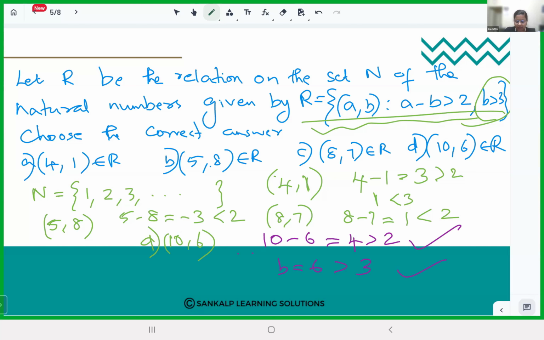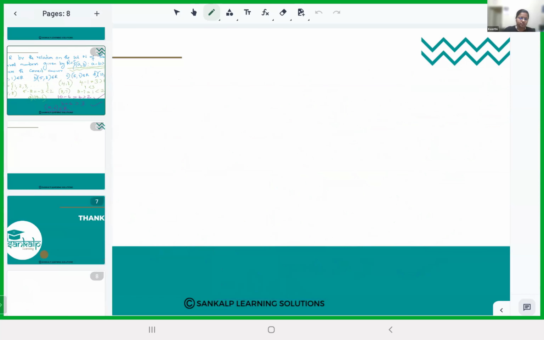So from this, what can you say? The ordered pair (10, 6) belongs to that particular relation. All right, so this was our first question. Now moving on to the second question.